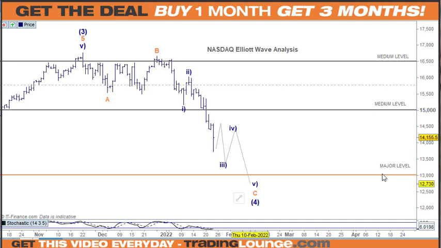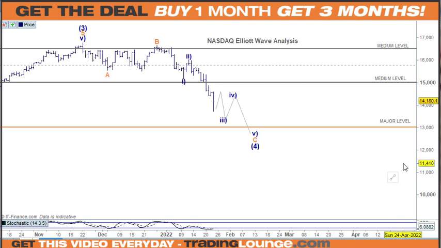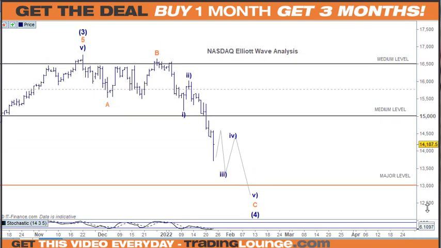Now 13,000 is a major level, so in the Fibonacci sequence you've got 1, 2, 3, 5, 8, 13, 21, and so on. So that's why that is there. These are 2 medium levels. 10,000 would be the next major level to the downside, and between 2 major levels is a medium level, so 11,500. Unusual number, but it kicks in well.